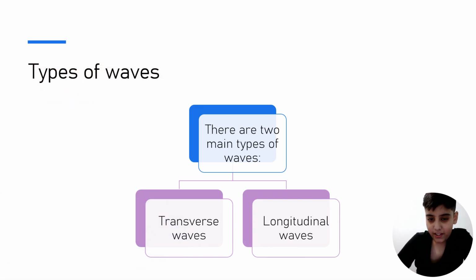Let's look at the types of waves. There are two main types of waves: transverse waves and longitudinal waves. These two waves are very important. Well, obviously important, but yeah. So let's see what they are.